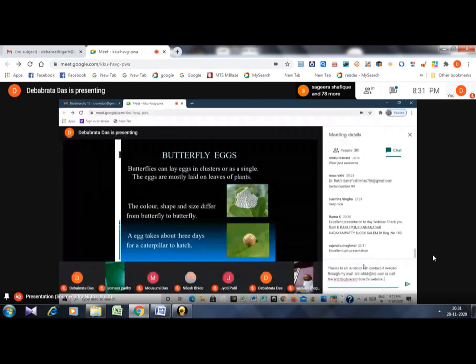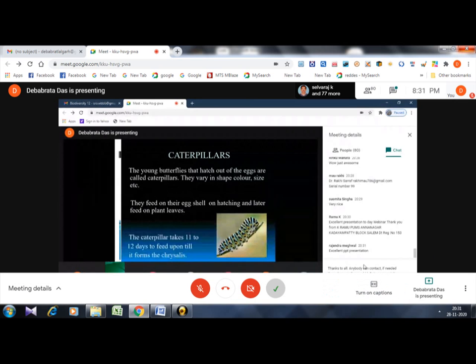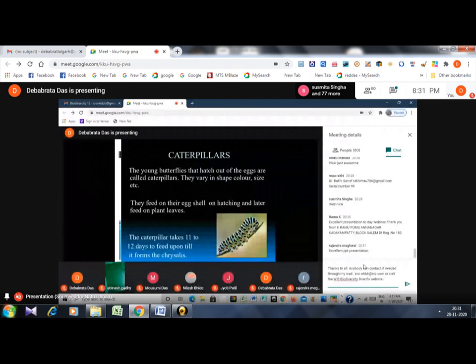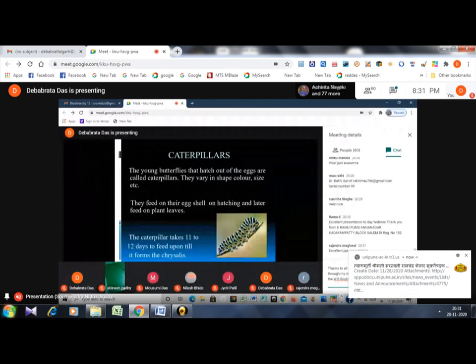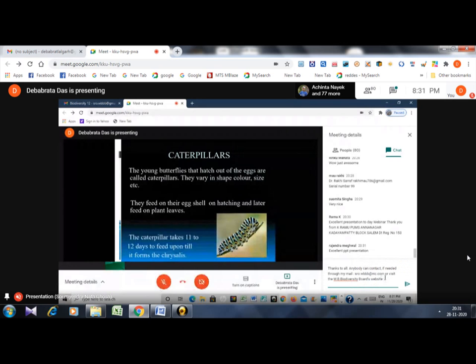And now we come to caterpillar. The young of butterflies, moths, or any other insects is known as a caterpillar or a larva. But the larvae of moths and butterflies are mostly known as caterpillars. And butterfly caterpillars hatch out of eggs, and they vary in shape, color, size, etc.